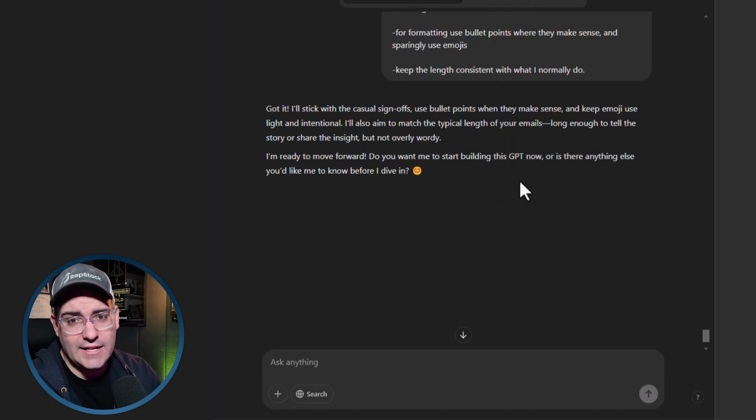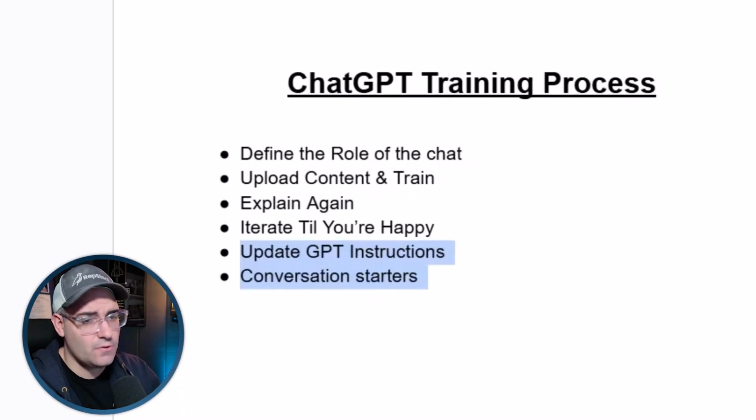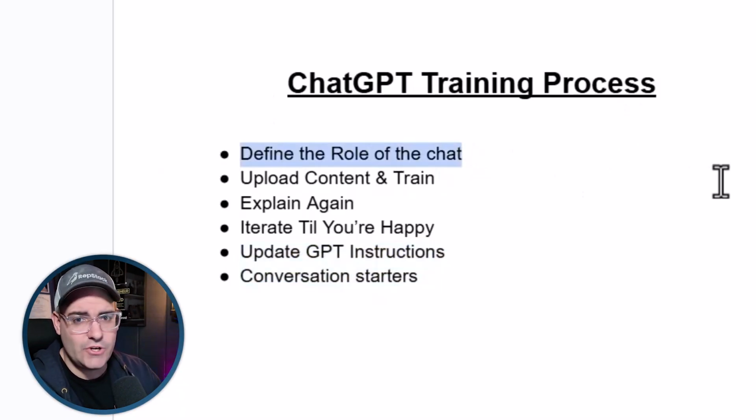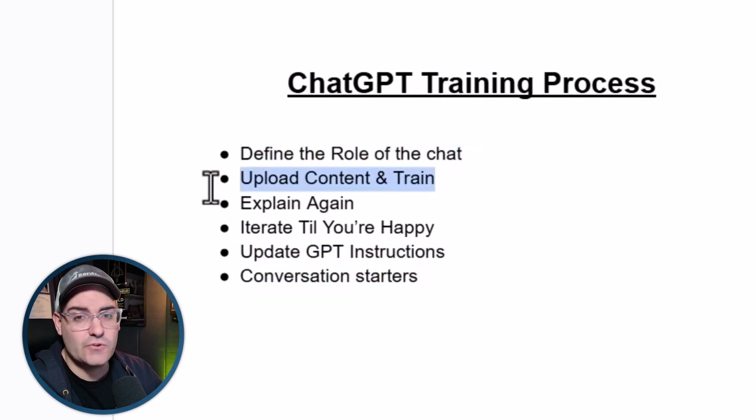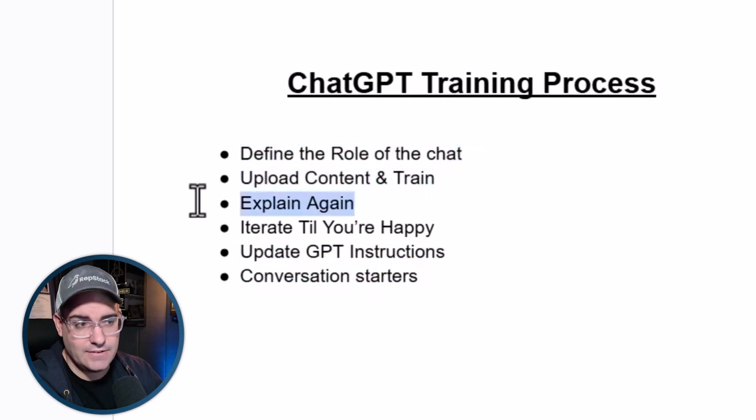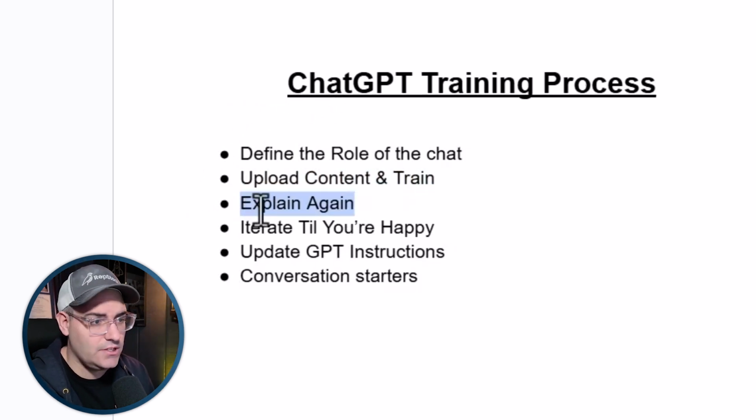Okay, so now chat's telling me it's ready to move forward. We've gone through the process: we've defined the role of the chat, we've uploaded our content, and we've trained it. So we've gotten past the first 3. Now chat has its context, it knows what it wants to do. Now we're going to iterate until we're happy with it.